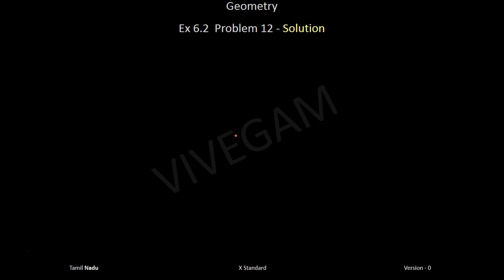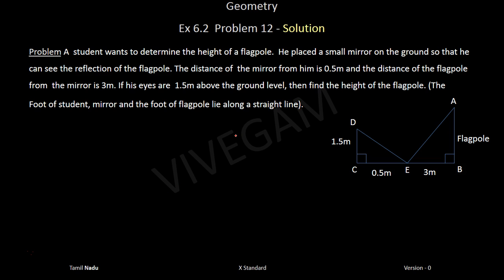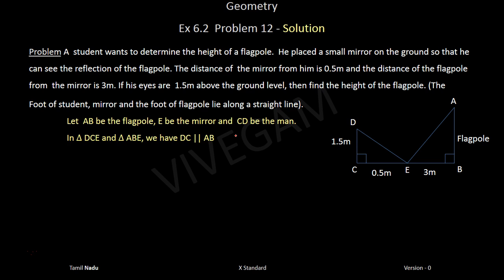Now let's get into the solution. So we'll draw the diagram. If you look at the diagram, this is the flagpole, this is the person, and this is the mirror. The distance of the mirror from the person is 0.5 meters, the distance of the flagpole from the mirror is 3 meters, and the level of the person's eye from the ground level is 1.5 meters.